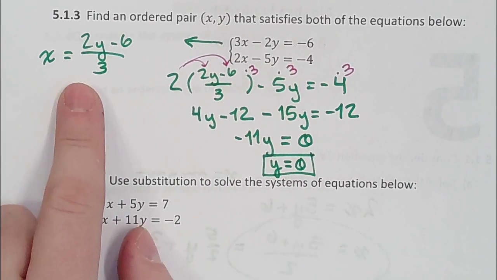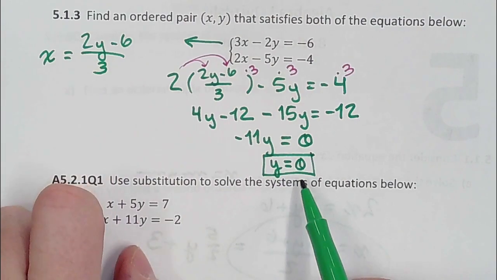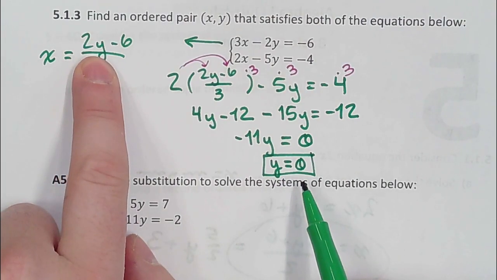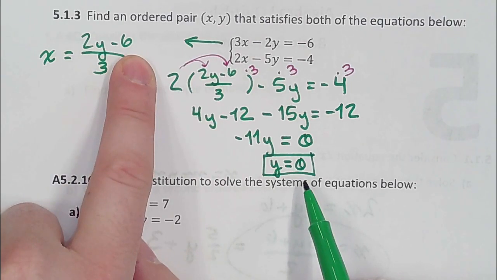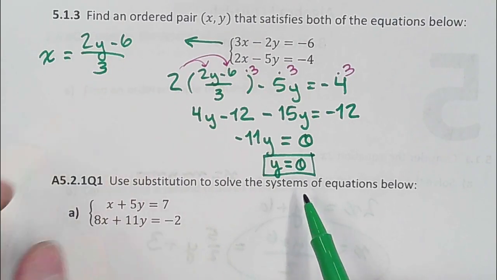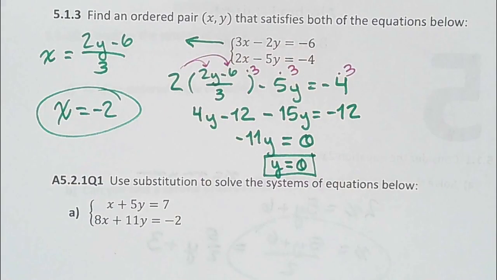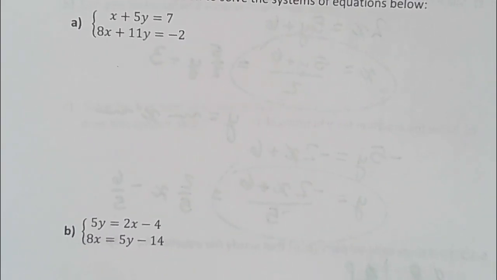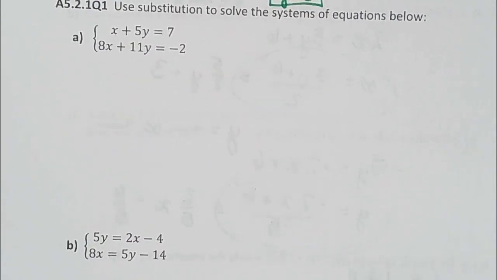Notice right over here, because of substitution, that I already have something that gives me x if I know y. Well, if y is 0, what's 2 times 0? Minus 6 is negative 6. Negative 6 divided by 3. X is negative 2. And if you plug those in, it'll work for both equations. That's the same strategy you'd use down here, right? Get x on its own, substitute it in, get one variable, get the other.